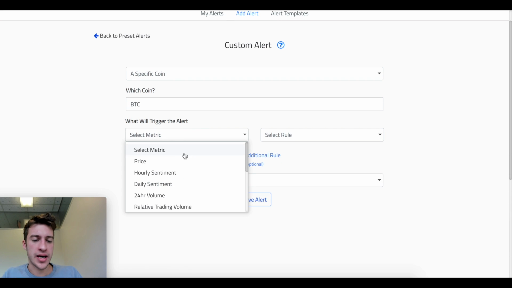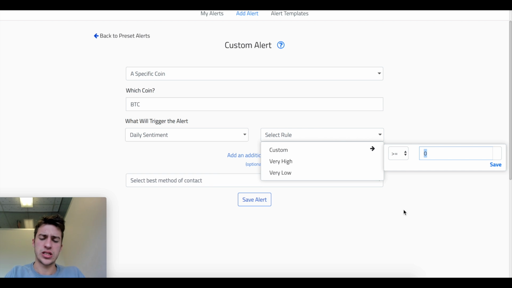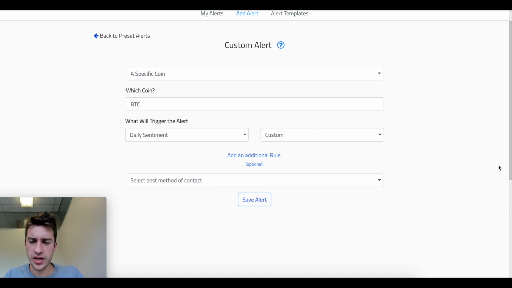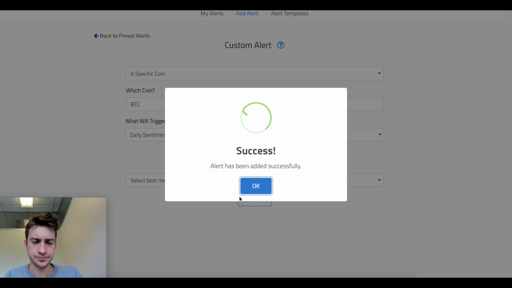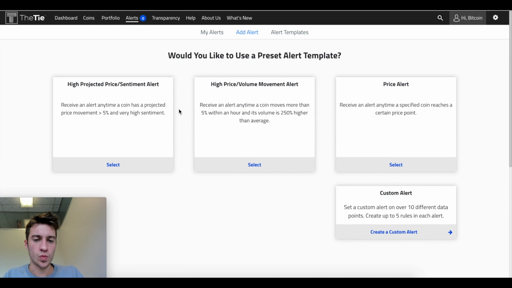Okay, let's say that I care about the hourly sentiment. I could use NVT ratio. I could use a lot of things. Hourly sentiment's what we were looking at. Daily sentiment was what we were looking at before. I could say, hey, whenever it is above 60, save. And then, if I click this, it's going to reveal my email. But you put your email in and then you click that and then your email will pop up. I would click save alert. Look at that. And you can get an email alert for that too.